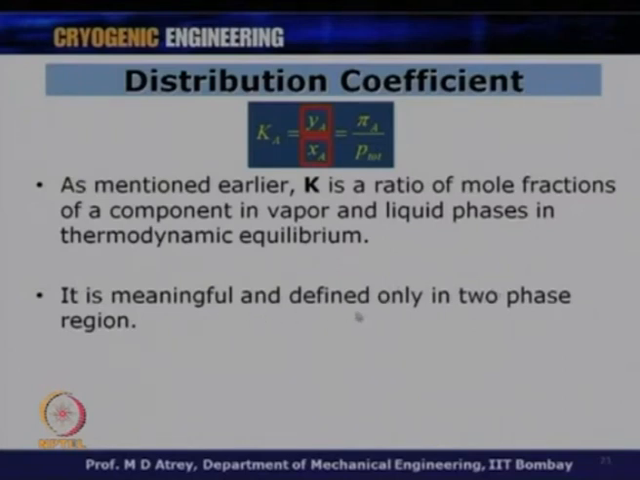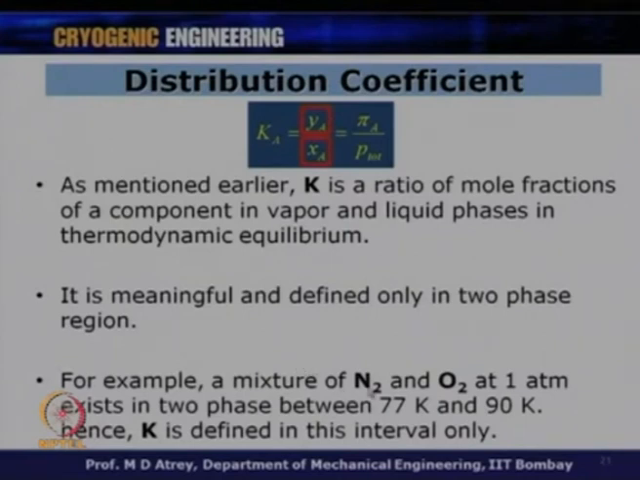So, we define it normally at a given pressure between the two boiling points and therefore, the two phases of the regions. For example, the mixture of nitrogen and oxygen at 1 atmosphere exists in two phases between 77 Kelvin and 90 Kelvin, the boiling point of nitrogen and the boiling point of oxygen at 1 atmosphere. Hence, normally the K is defined in this interval only. The same thing could be at 2 atmosphere or 5 atmosphere or whatever pressure which we talk about, and corresponding to those pressures we will have the boiling points of nitrogen or oxygen or component A and component B, and the K value will be defined during that temperature range.